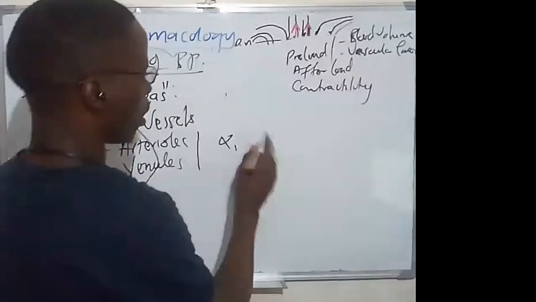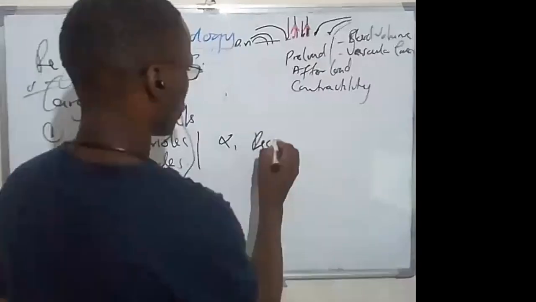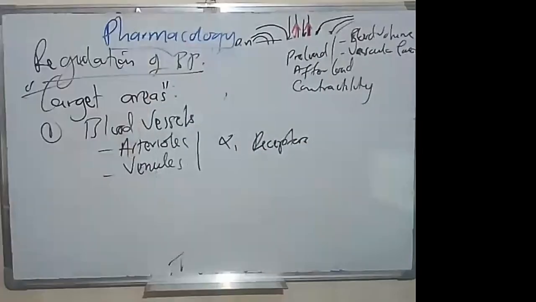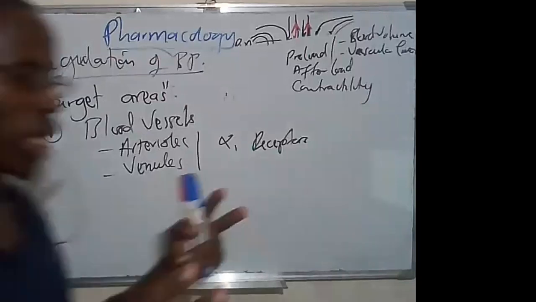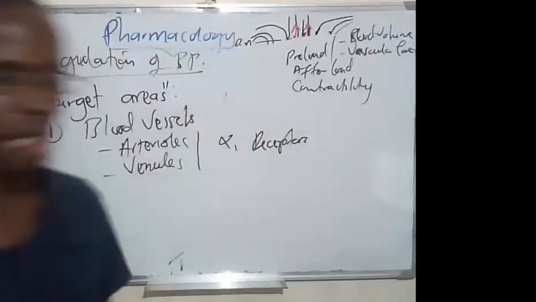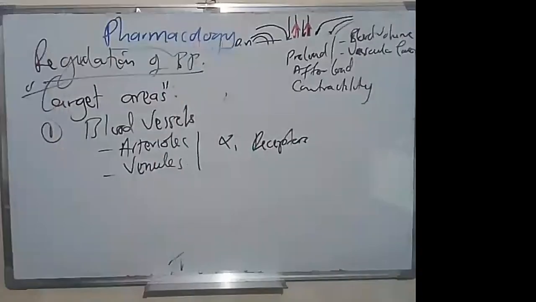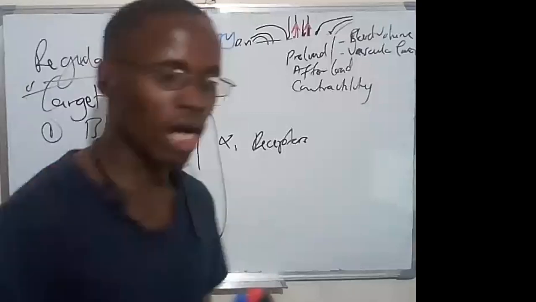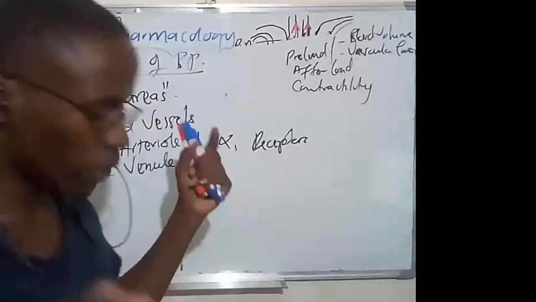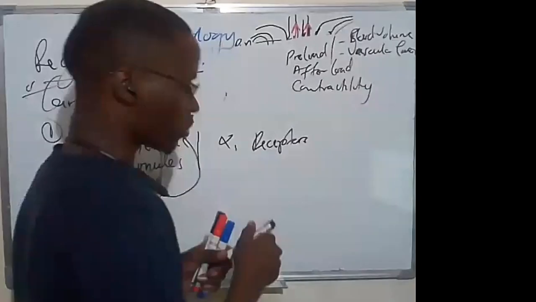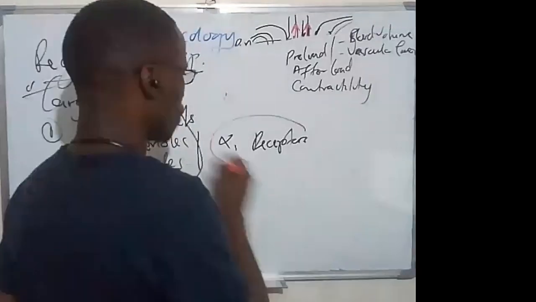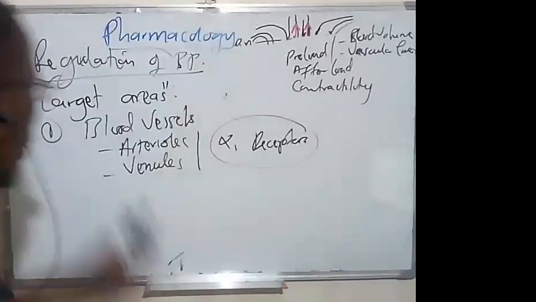We should understand that on the smooth muscles of these arterioles we have what are called alpha 1 receptors. When those alpha 1 receptors are stimulated, what happens? There's going to be a contraction of the smooth muscles on the blood vessels, and when there's contraction, there's going to be increased vascular resistance.